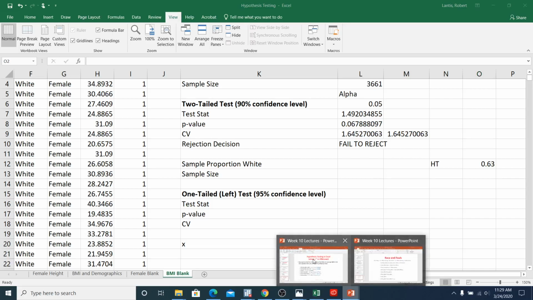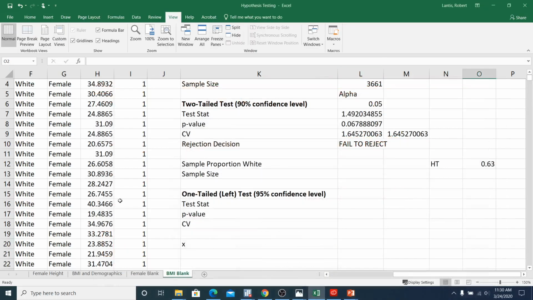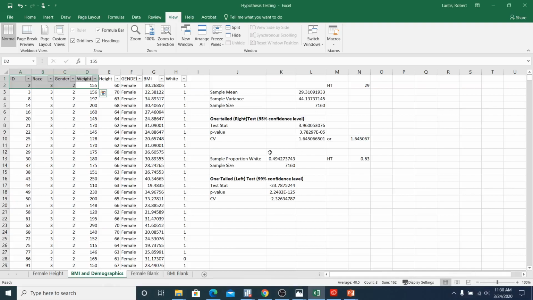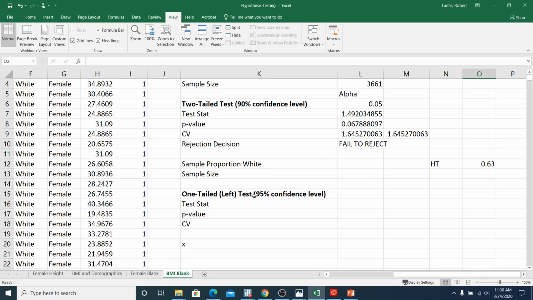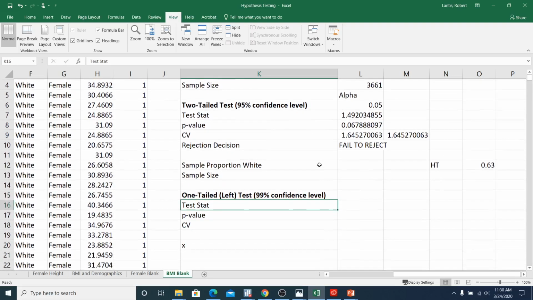So the third and final example is if we want to test for whether or not the proportion of whites in America is less than the published percent of 63.6%. We want to do this at the 99% confidence level. So, yeah, and these are labeled correctly. I forgot to relabel these. So this one was 95% level. This one was 99. Can't switch things around at the last second. But the completed worksheets match up with the slides, and once we work through this, ours will as well.